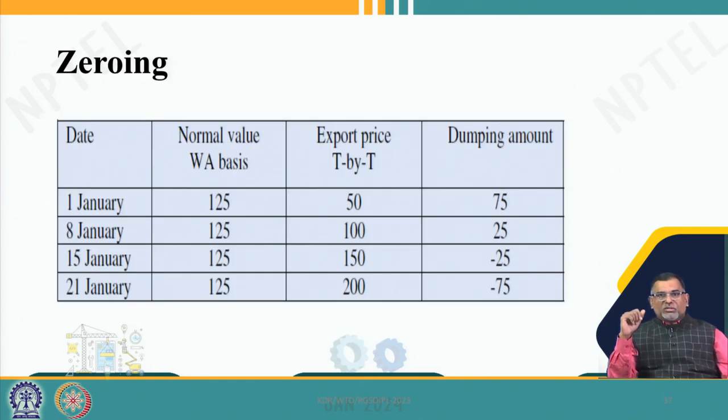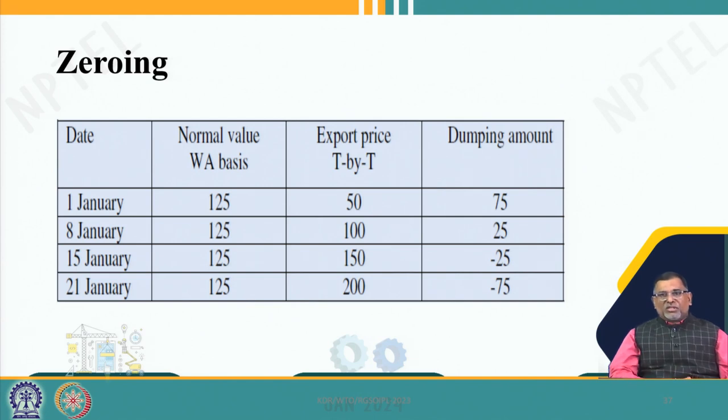And more importantly, the margin of dumping is calculated. We said that already it is a very simple formula, but some countries like the European Union or the United States, even including India, have used certain methodologies which are not acceptable, or which are against the WTO agreements. One such methodology is zeroing. And simply, what is zeroing? If the margin of dumping is found to be negative, then these countries consider that negative figure to be zero.